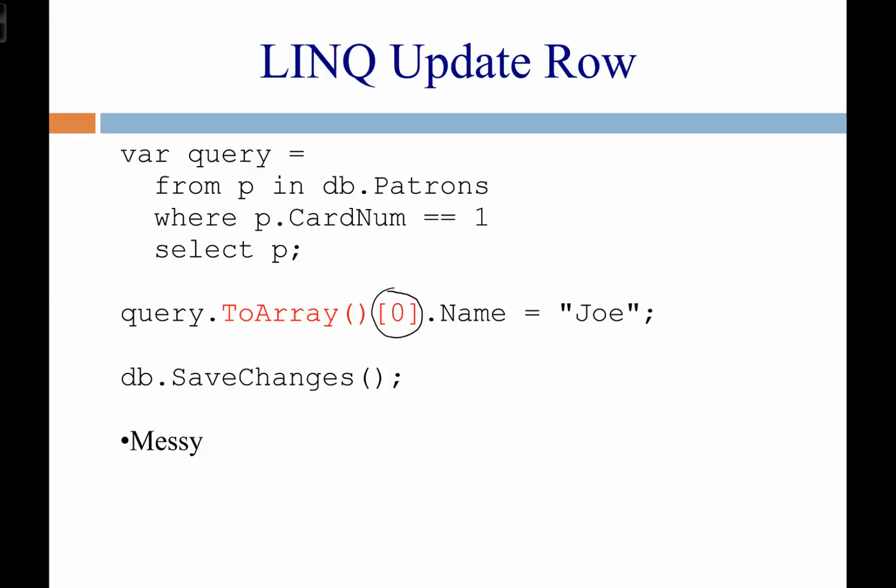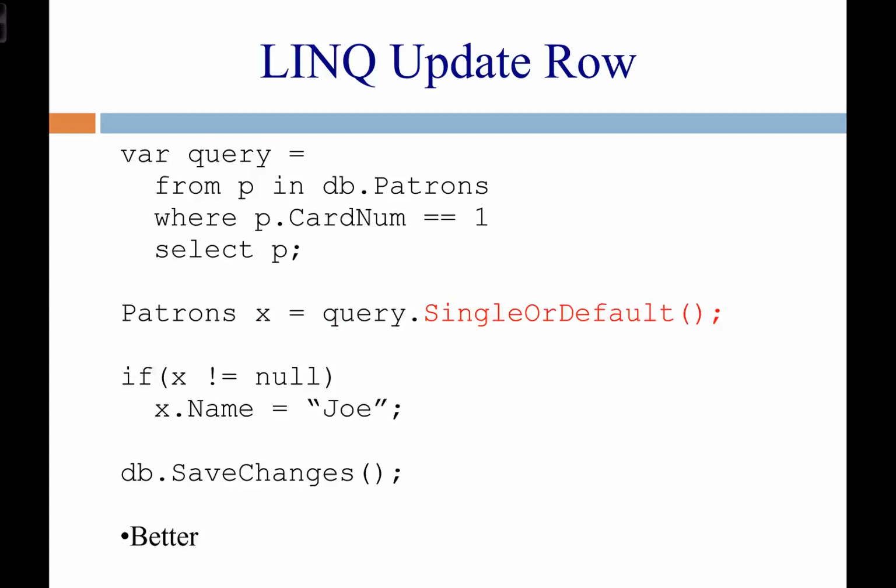a first element into just better logic is we can use single or default on an IEnumerable. So query is the result of the whole query, which is IEnumerable. Single or default is going to return either the first, the one and only item in the enumeration, or it will return null if there were no items in the result. Okay, then we can do something like if x is not equal to null, update the patron's name, and then save changes.